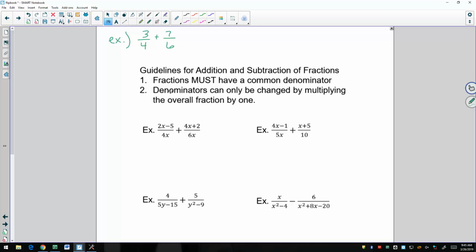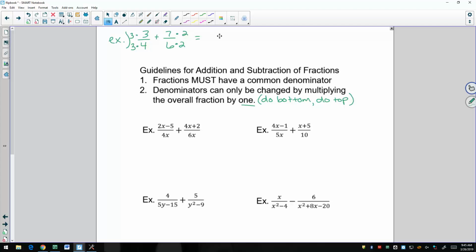And number 2 down here says you can only change the denominators by multiplying the overall fraction by the number 1, which basically means whatever you do to the bottom, you must do to the top. Okay, so on the bottom, to turn 4 into 12, I would multiply that by 3, but I must multiply the top by 3 as well. 3 over 3 is 1, so that's okay. That's a legal move in math. 6, to turn that into 12, we're going to multiply it by 2, but whatever I do to the bottom, I must do to the top.